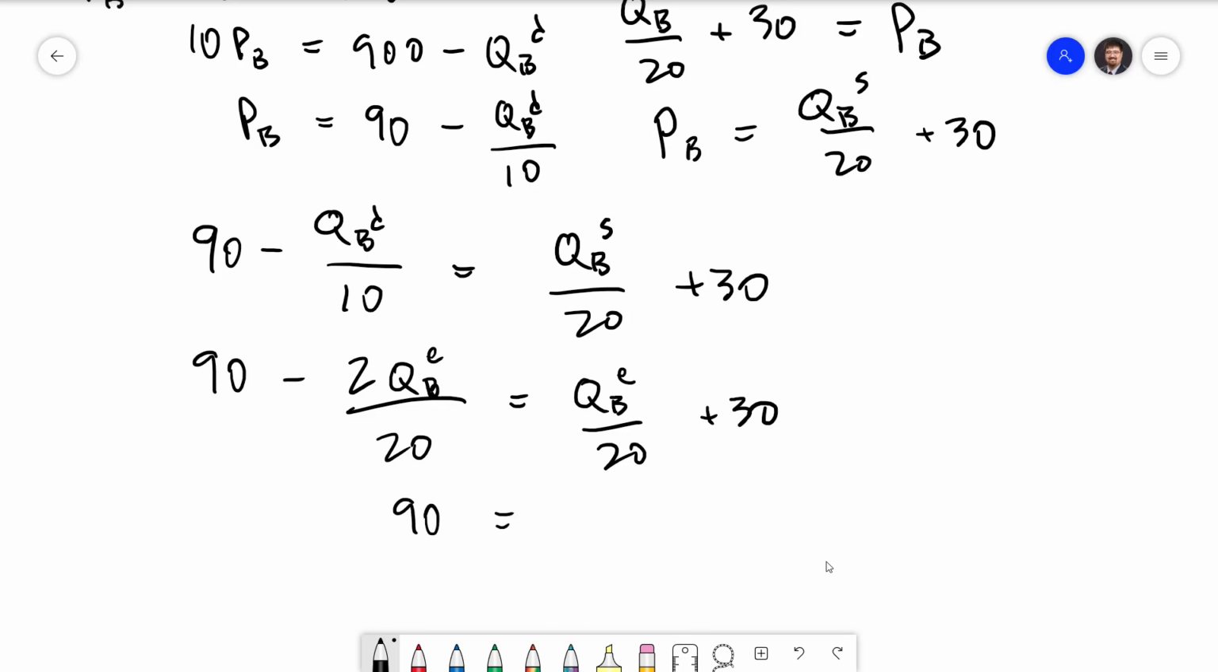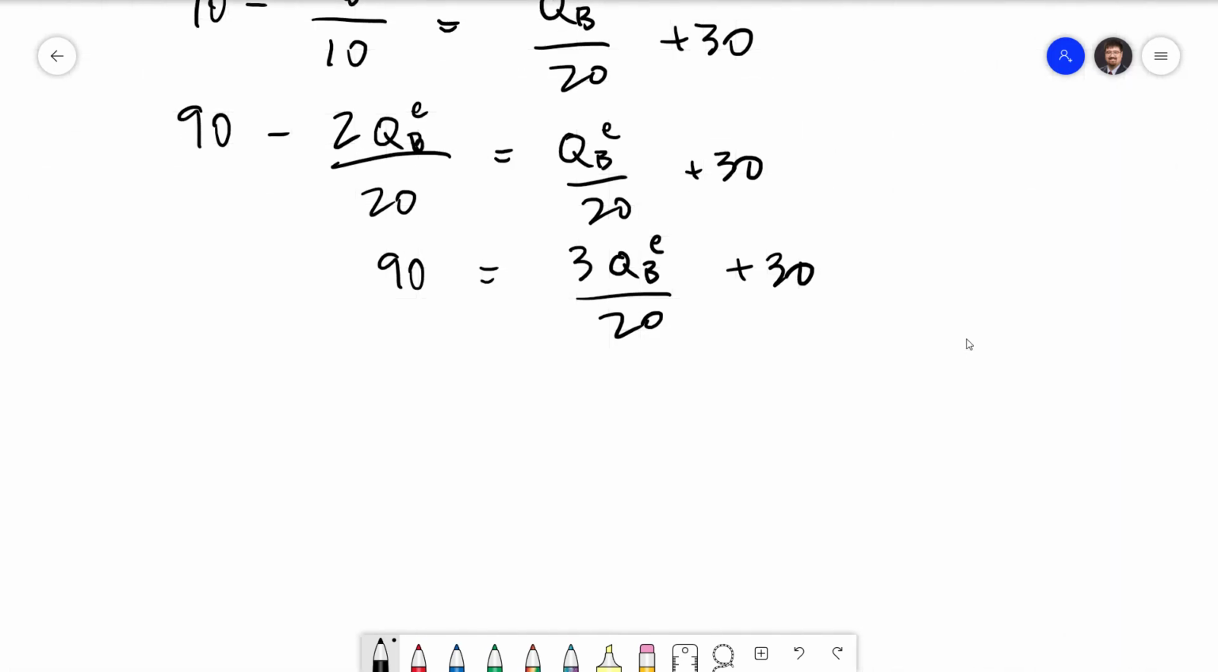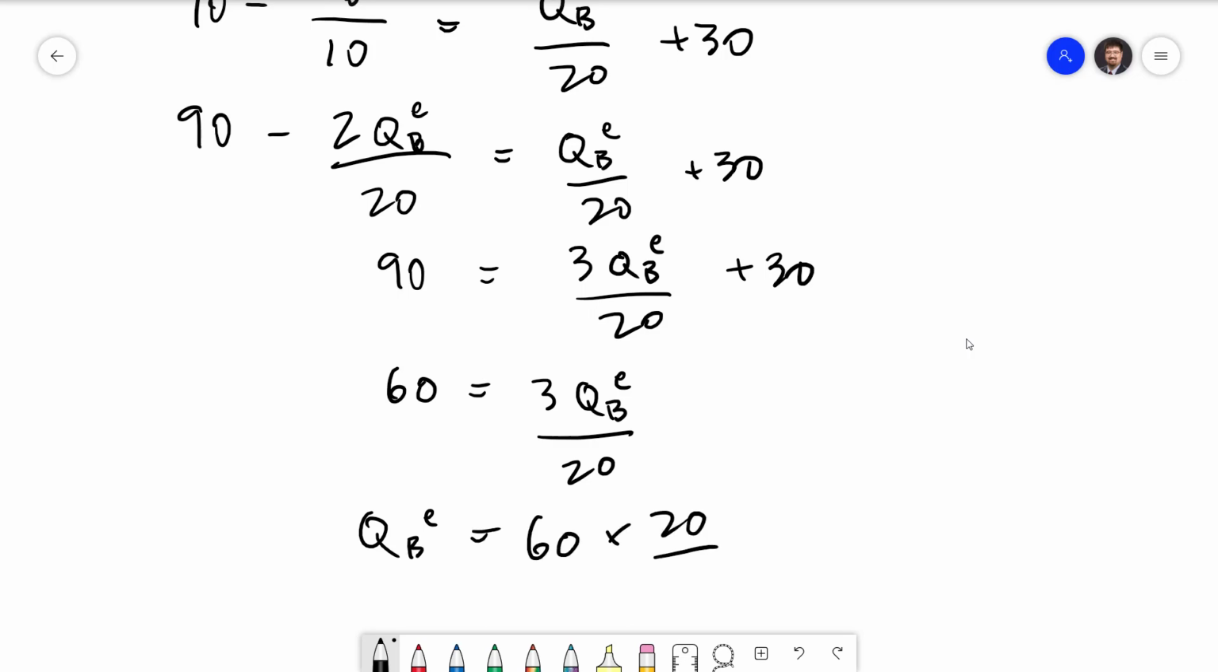90 equals 3 QBE over 20 plus 30. Subtract 30 from both sides, we get 60 over there. Now multiply both sides by 20 over 3. So QBE will be 60 times 20 over 3, which is 400, just like we got before.